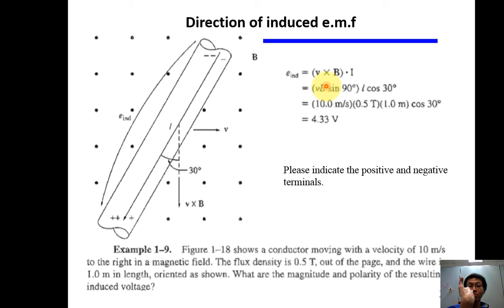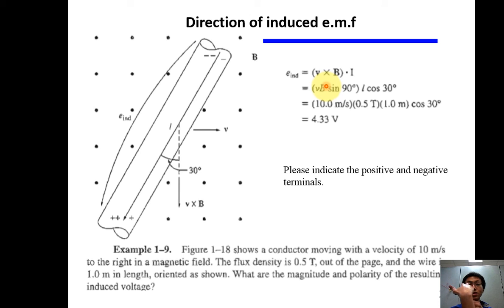First, it comes out from here. Okay, for example, it comes out like this, maybe like this. Then after that, our velocity is to our right side.